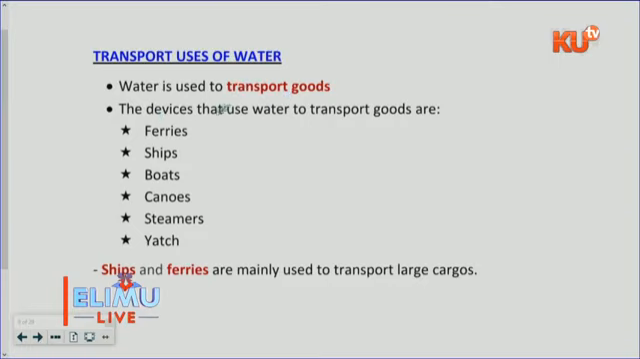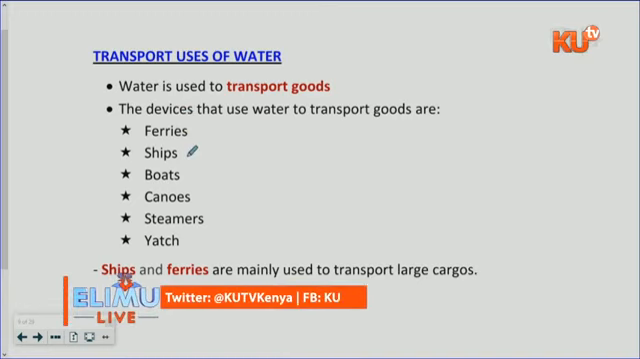The devices that use water to transport goods are, one, we have ferries, two, we have ships, three, we have boats, the next one, we have canoes, the next one, we have got steamers, and then we have got what we call yacht.